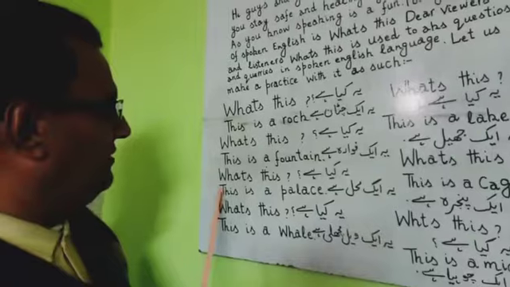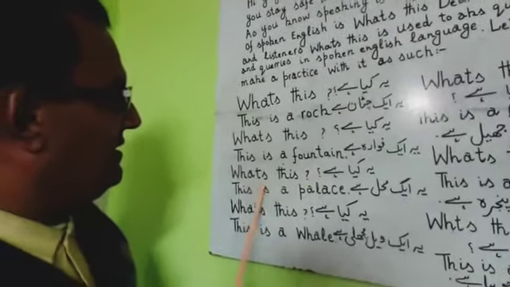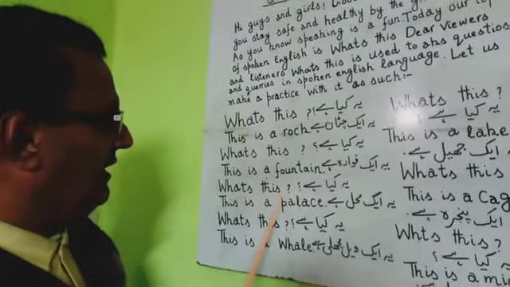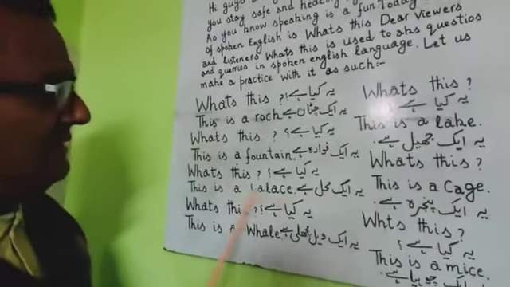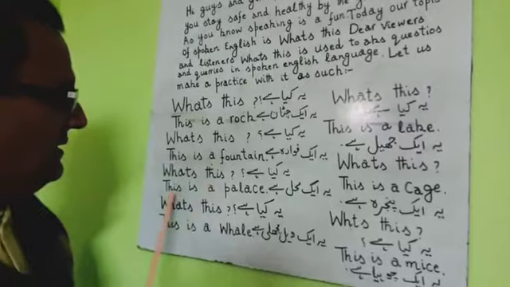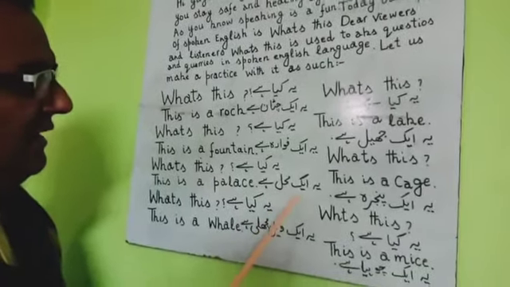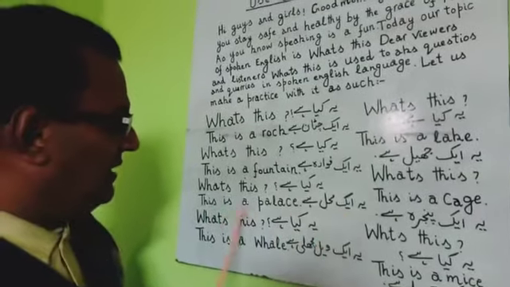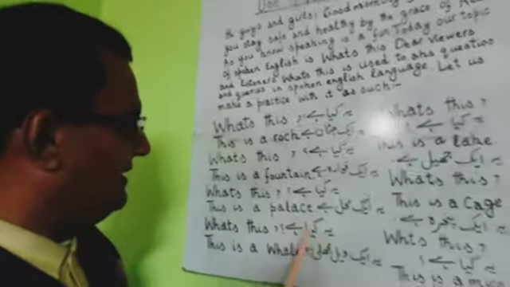And you can see next one. What's this? ये क्या है? This is a palace. This is a palace. ये एक महल है.